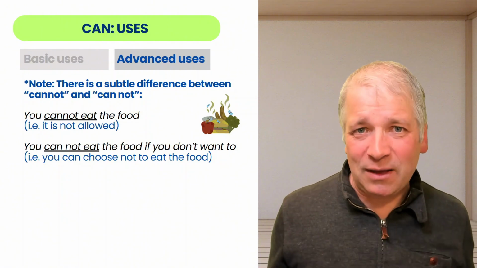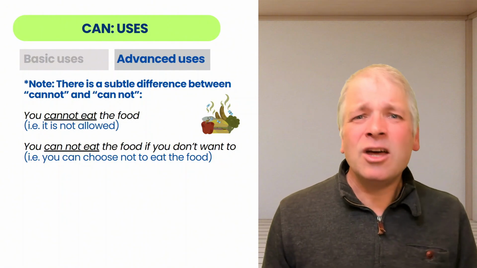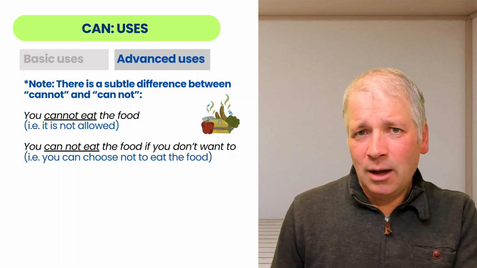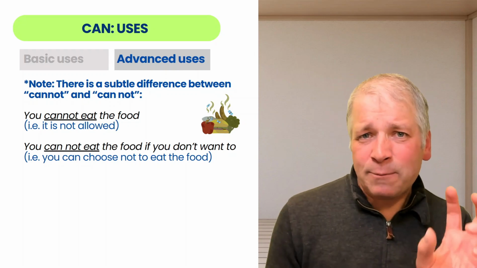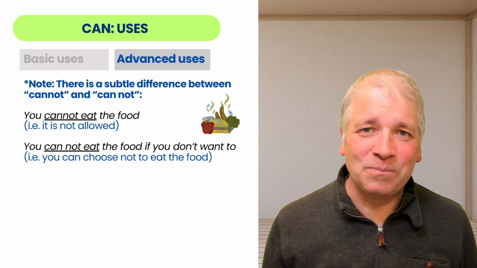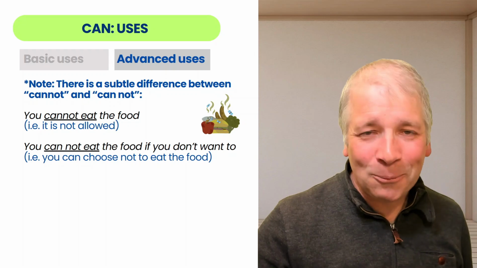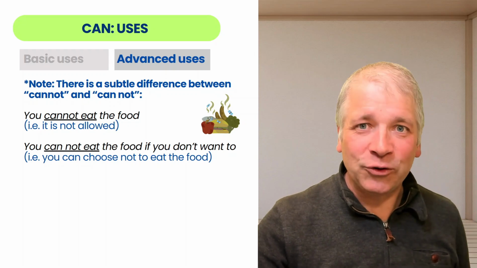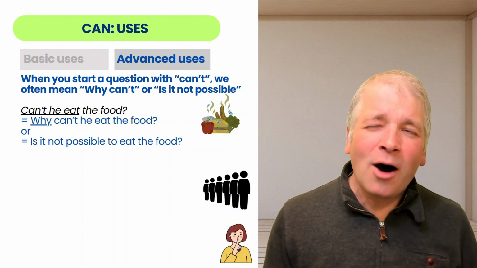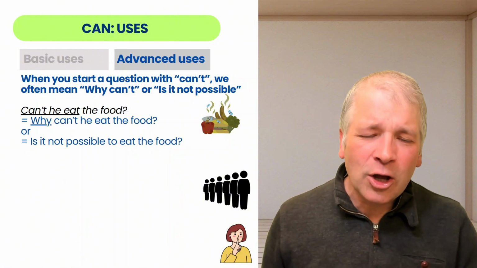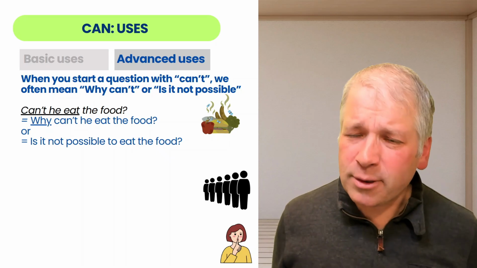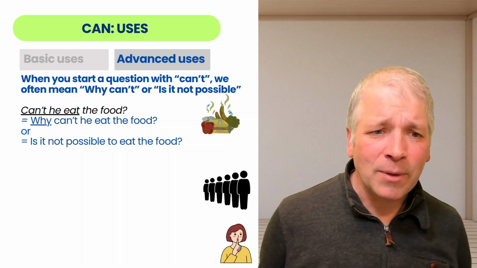You'd probably say something like this. You can not eat the food if you don't want to. Here I've got a difference in stress between the can and the not, which makes it clear that they are separate. So be aware this is an option when you're using cannot. Here's other advanced uses. When you start a question with can't, we often mean why can't or is it not possible? Look at the example here.